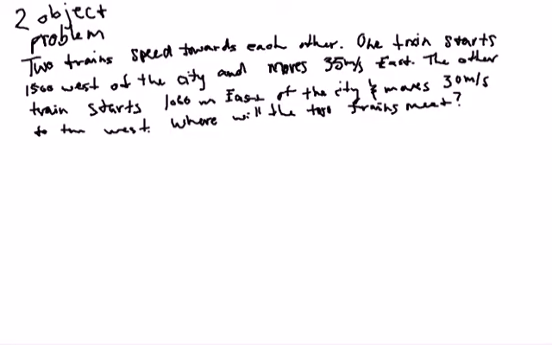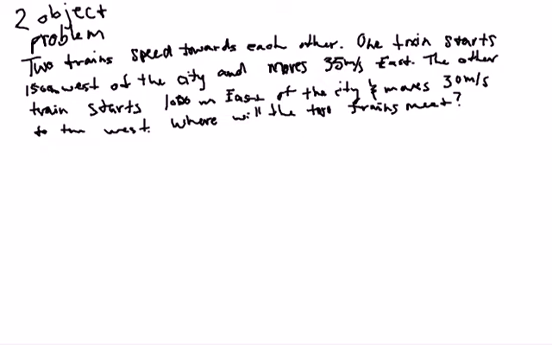Alright, so here's our 2-object problem. So first step, read it and picture it. 2 trains speed towards each other. One train starts 1,500 meters west of the city and moves 35 meters per second east. The other train starts 1,000 meters, I realize that looks like a 6 now, 1,000 meters east of the city and moves 30 meters per second to the west. Where will the 2 trains meet?